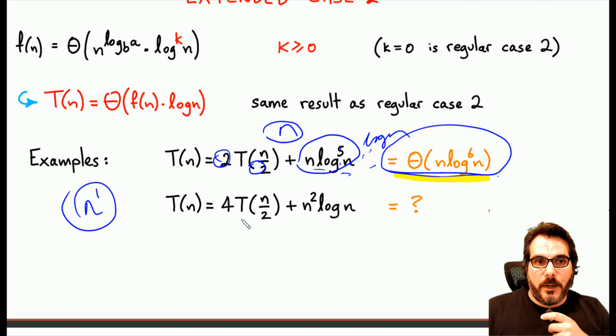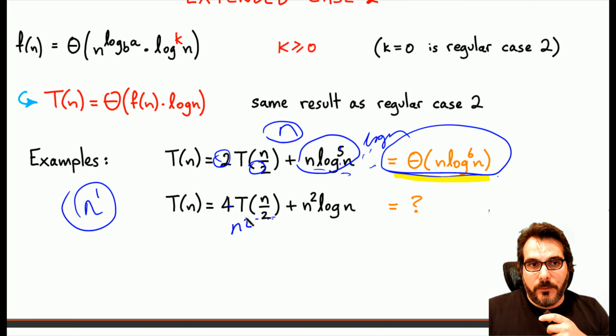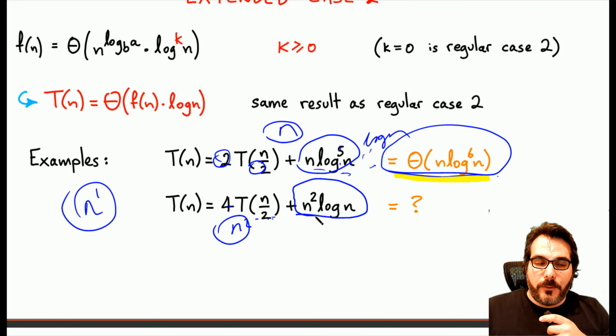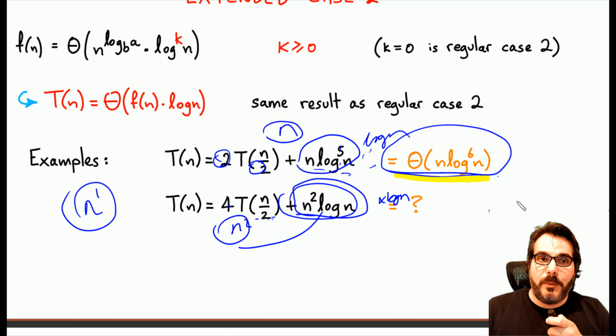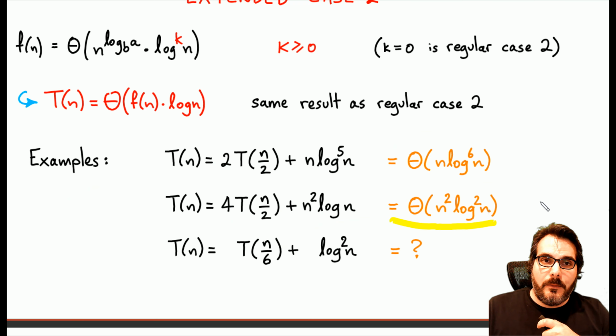So here, the number of leaves is n to the power of log base 2 of 4, and log base 2 of 4 is 2, so n square is the number of leaves. And it's still the root function, the cost is n square log n. So nothing is dominating polynomially. What I'm going to do is multiply this one with log n again, and it will be n square log square n.